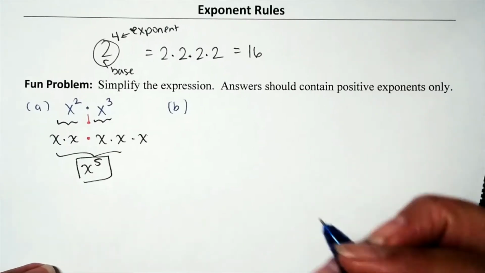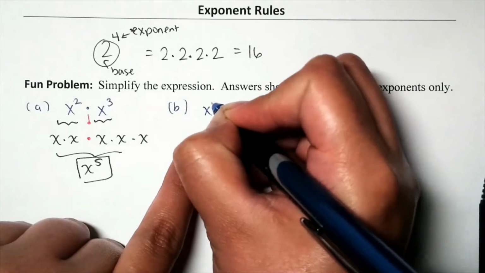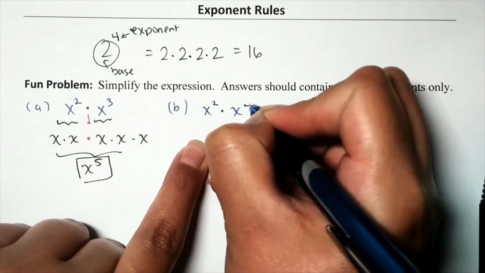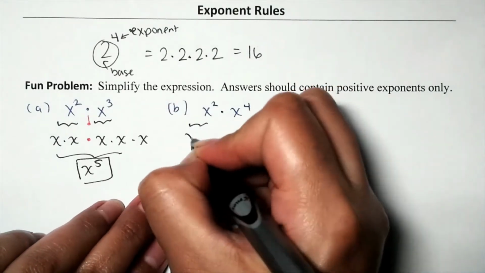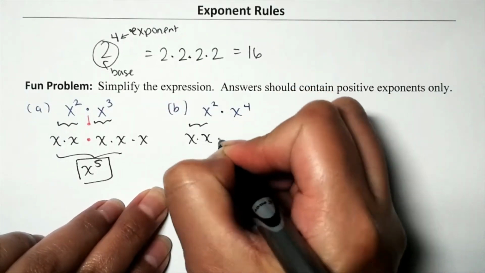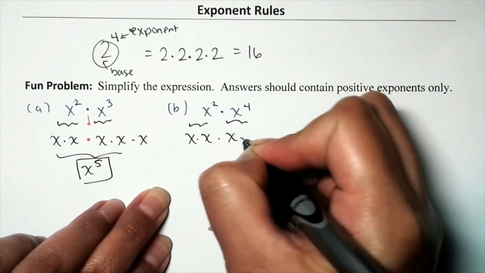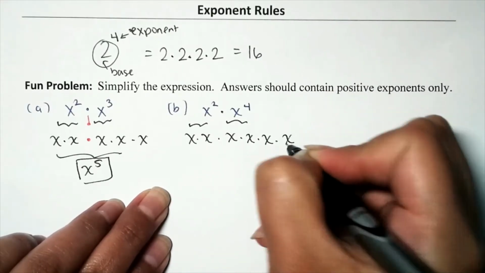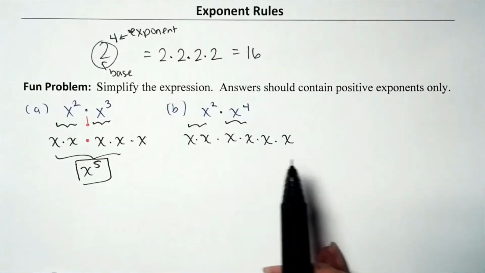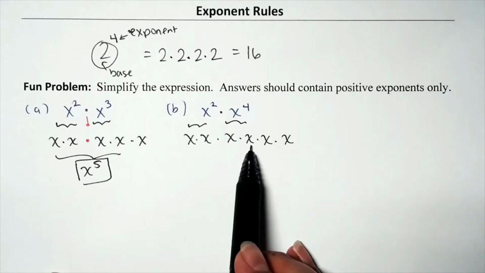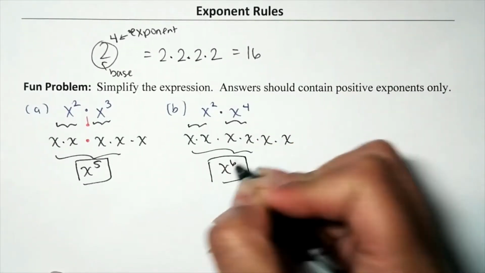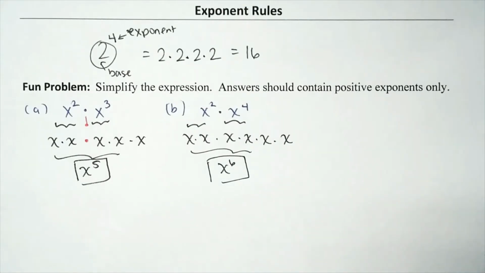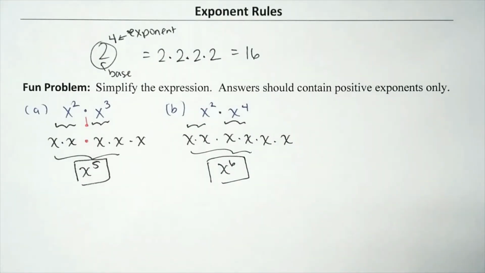Problem B, we have x squared times x to the 4th. Without a rule, we have 2 factors of x multiplied by 4 more factors of x. So we have a product of a bunch of x's, 1, 2, 3, 4, 5, 6 to be exact. So x squared times x to the 4th will give us x to the 6th. Oh, Miss Torres, we're tired.